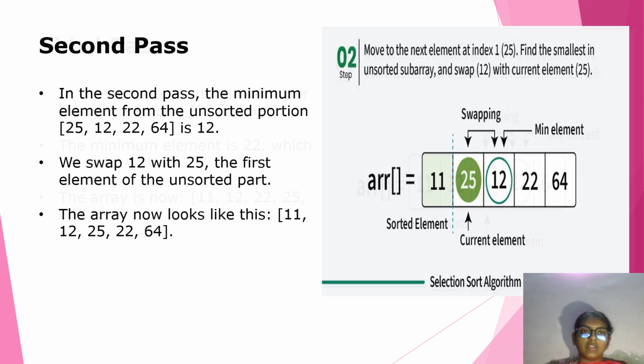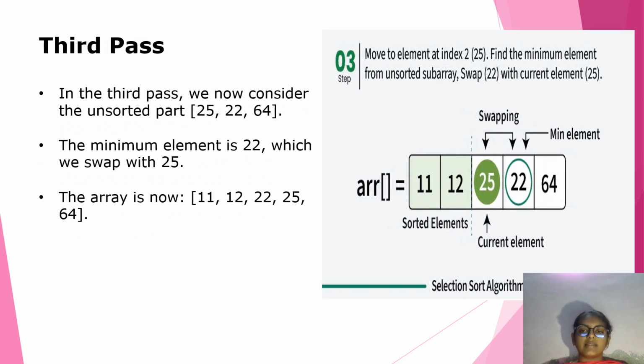Now let's go to the third pass. Next we need to find the minimum element in the array other than 11 and 12. In this pass, the minimum element is 22. So we swap 22 with 25. Finally the array looks like 11, 12, 22, 25, and 64.